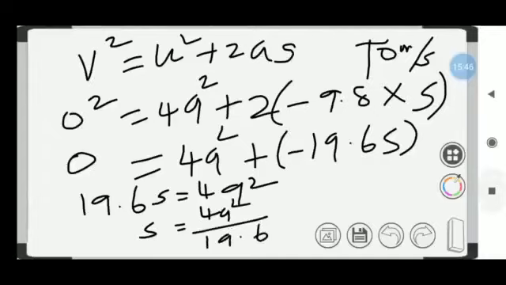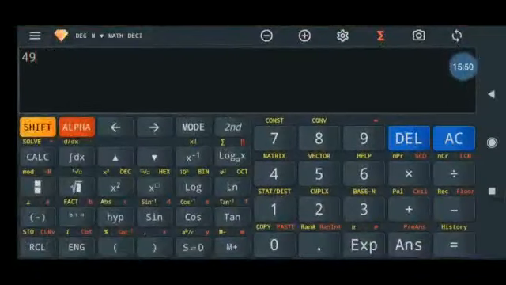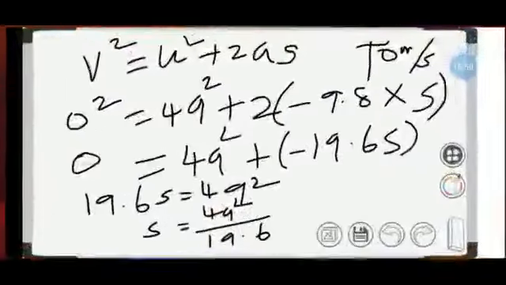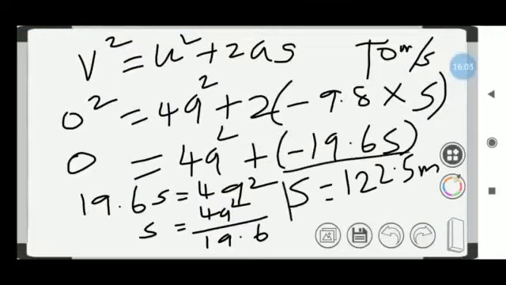So can we solve this one? 49 square divided by 19.6 is 122.5. That means s equal to 122.5 meter. Students, just pause the video and note it.